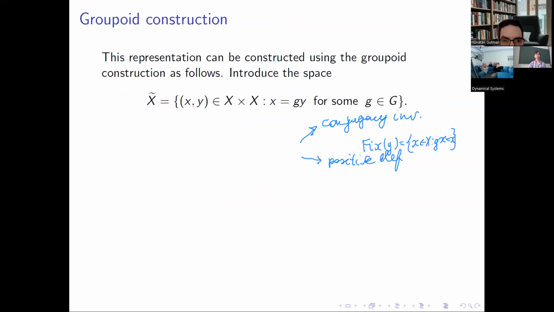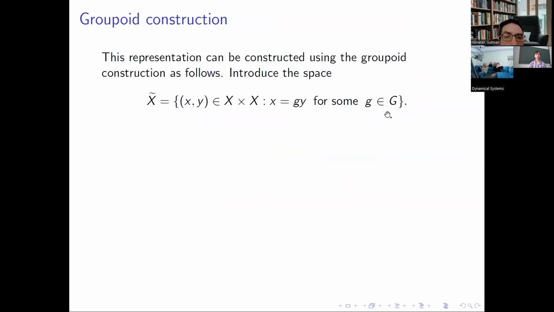Now this representation can be constructed in the following way, using the so-called groupoid construction. We start with the space X tilde consisting of the pairs (x, y) in X times X, such that x equals gy for some element g in our group G. So basically this is the orbit equivalence relation on X.